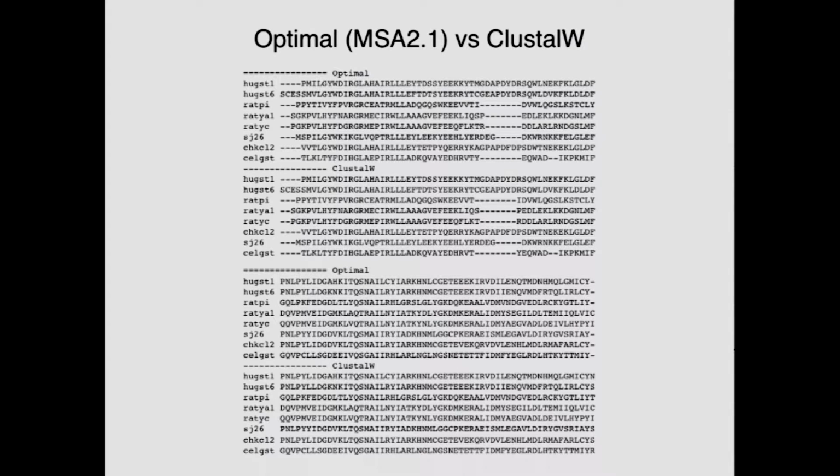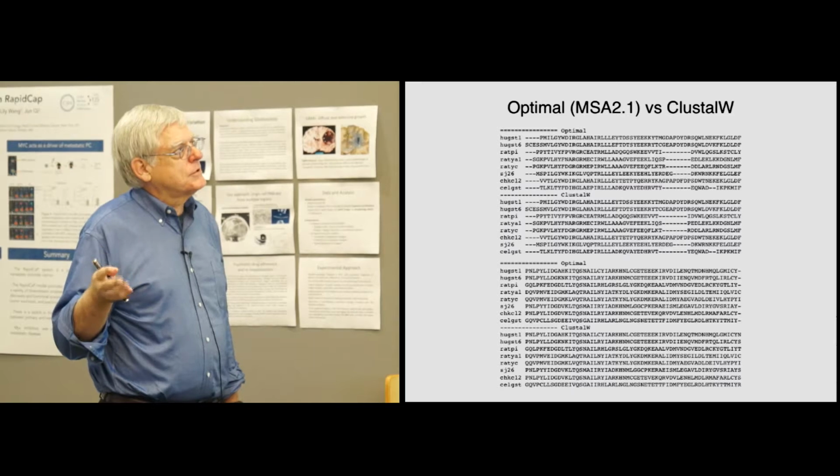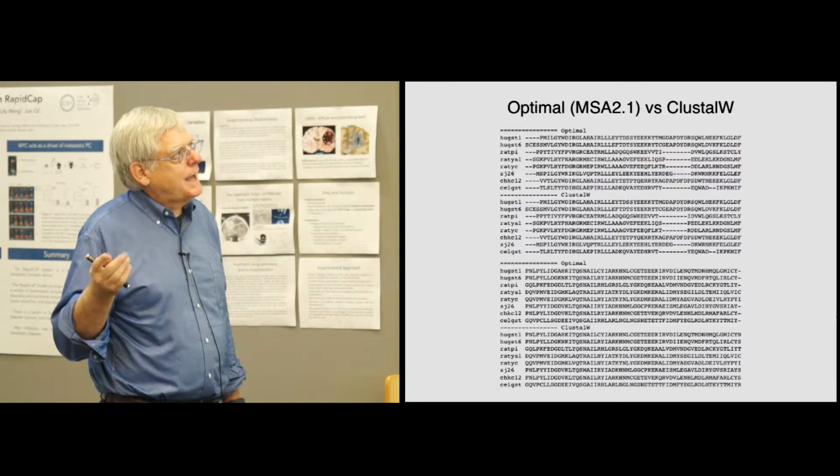And I'll tell you, because Clustal W is not an optimal method, it's a progressive method, that almost certainly here Clustal is wrong and MSA 2.1 is more correct. But the differences aren't very big. So that's an important thing to keep in the back of your mind: yes, they're going to be different. Those small differences perhaps have to do with where the gaps go.